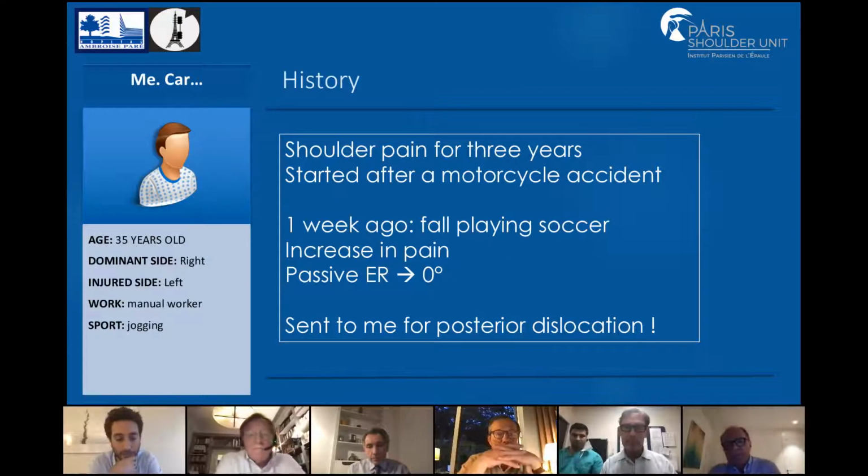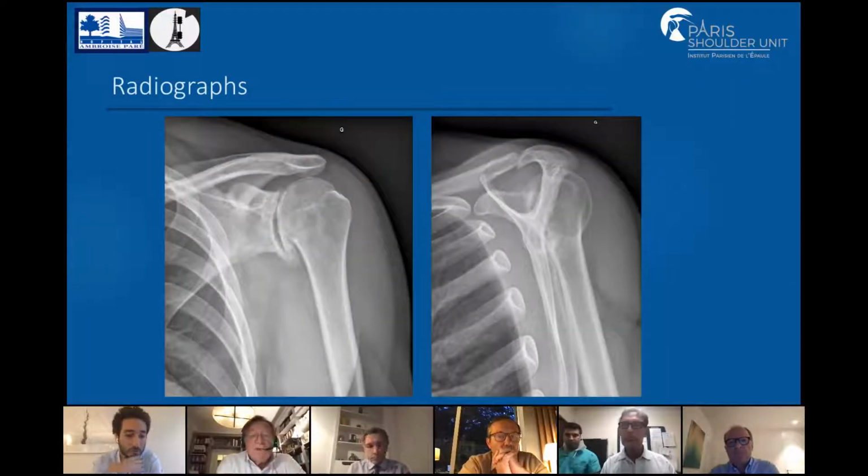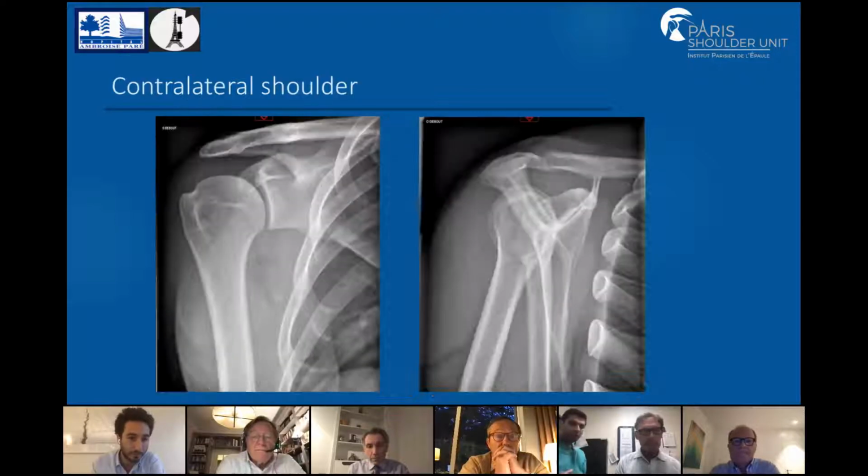He had no passive external rotation, and so he was sent to me for posterior dislocation. These were the x-rays when I saw him. Of course, it was not a posterior dislocation, but a severe posterior subluxation of the shoulder with osteoarthritis. We asked for contralateral radiographs, and here they are.